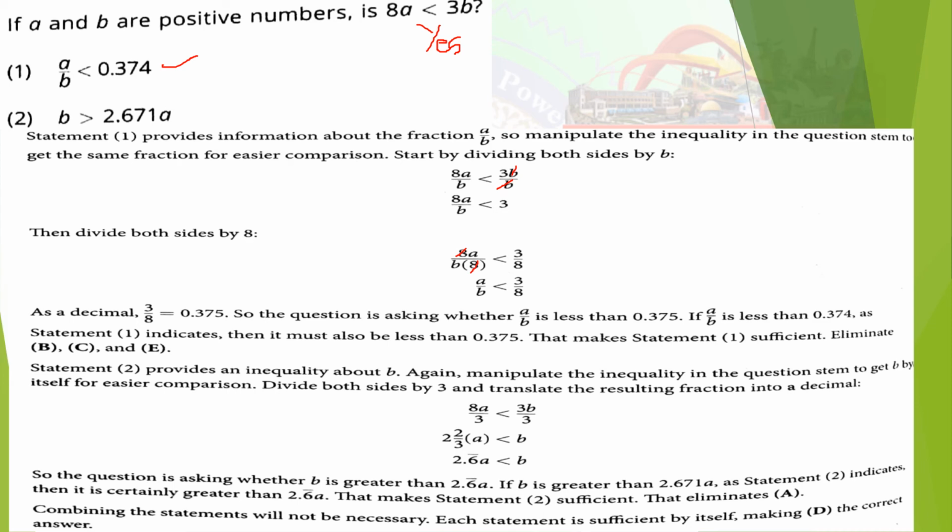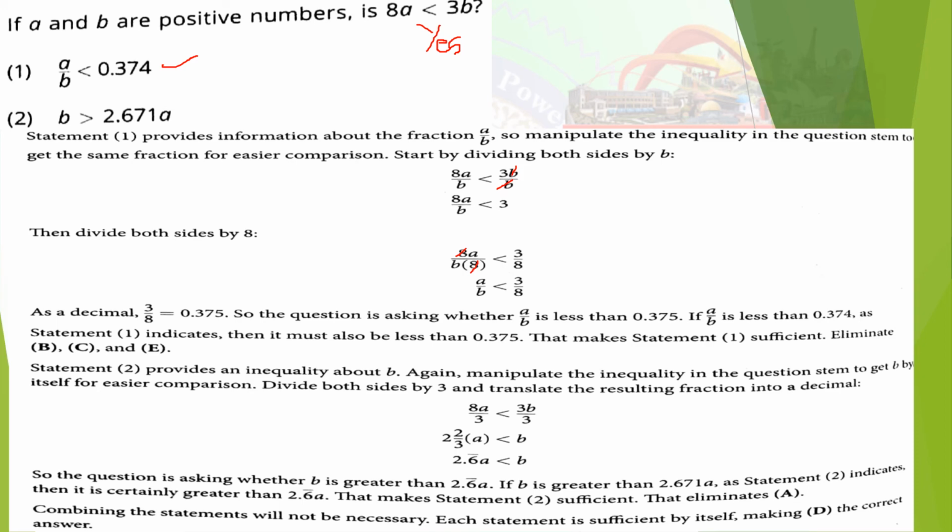Why? Because while simplifying this equation, you will get the closest value, a by b is less than 0.375, so the information provided is sufficient to answer the question. Then go for the second statement. The second statement tells that b is greater than 2.6718. So how to convert this one?